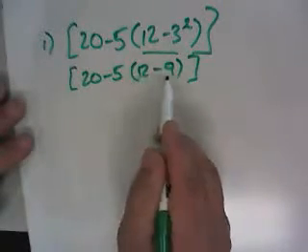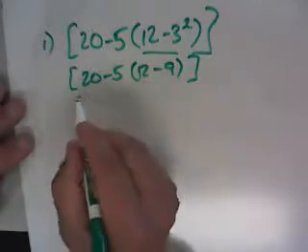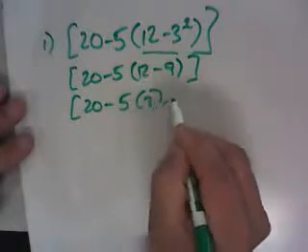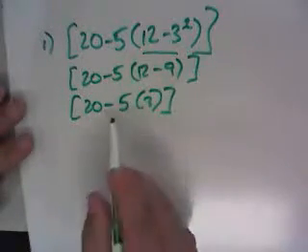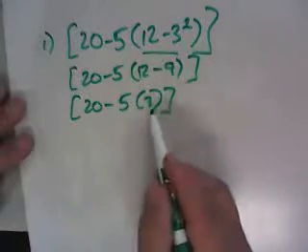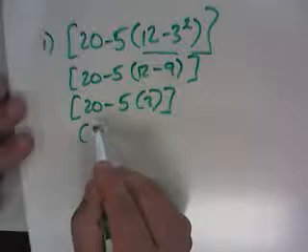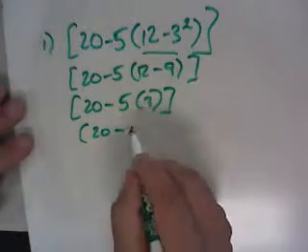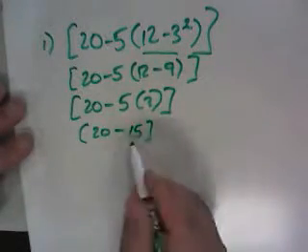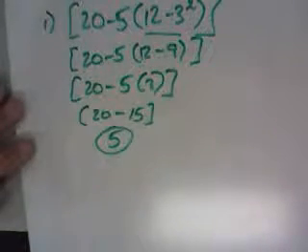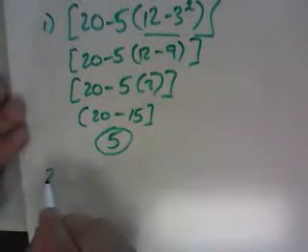Next step, I'm still not done with the parentheses. 12 minus 9 is 3. So 20 minus 5 times 3. And then I'm done with my parentheses. I don't have any exponents, so then I'm going to multiply and divide. 5 times 3 is 15, and 20 minus 15 is 5. So the correct answer for number one is 5.